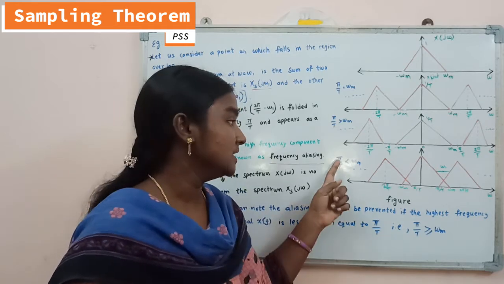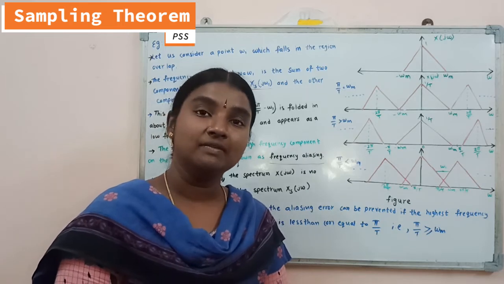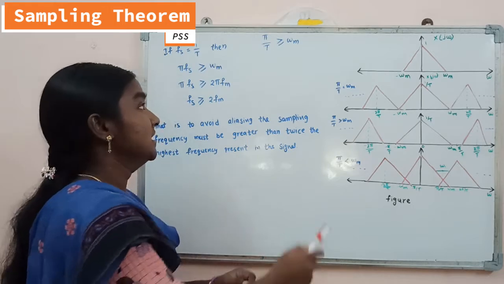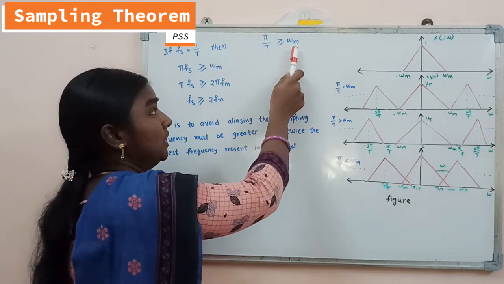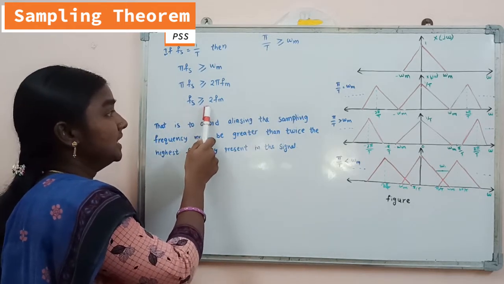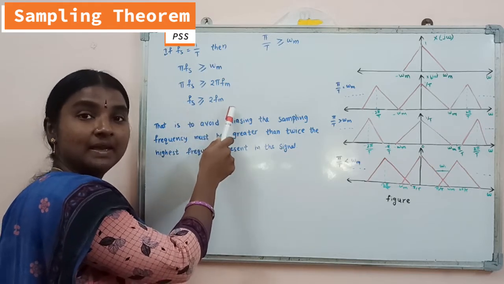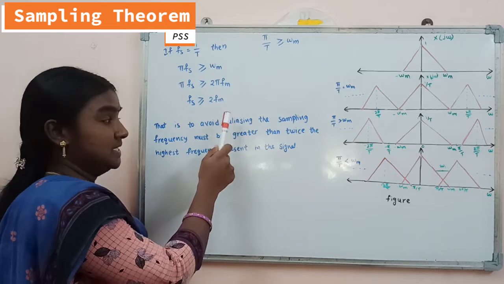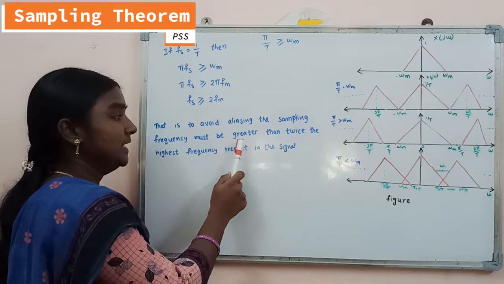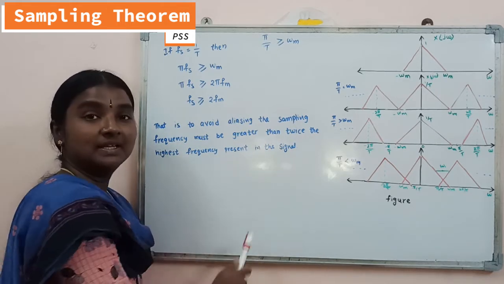Now, pi by T less than omega m means we cannot reconstruct the given continuous time domain signal. By considering the condition pi by T greater than or equal to omega m, we can find that fs is greater than or equal to 2 fm. Here fs is the sampling frequency and fm is the maximum frequency. So to avoid aliasing, the sampling frequency must be greater than twice the highest frequency present in the signal.